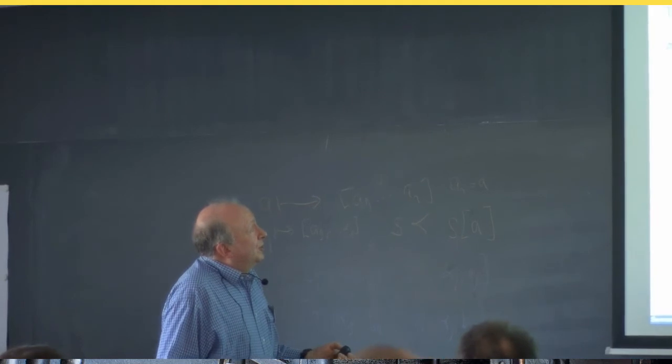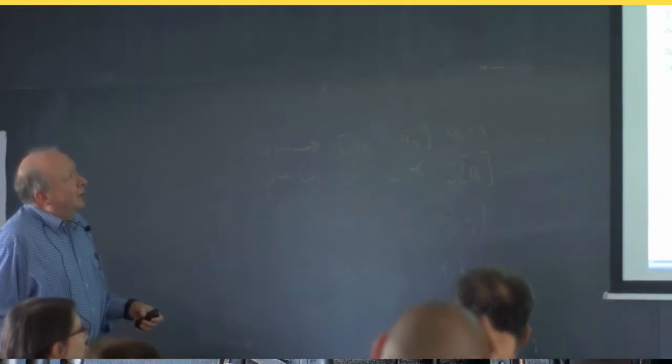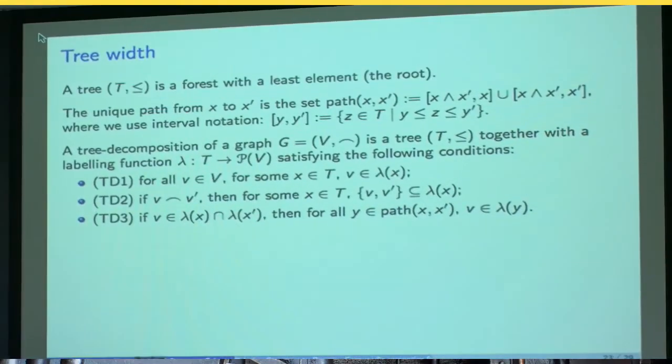And tree width is interesting. This is an enormously well-studied notion, slightly more complicated, so let's just take a moment to look at it. A tree is a forest with the least element, the root. There's a unique path between any two elements. You go up to their common ancestor and then down again.